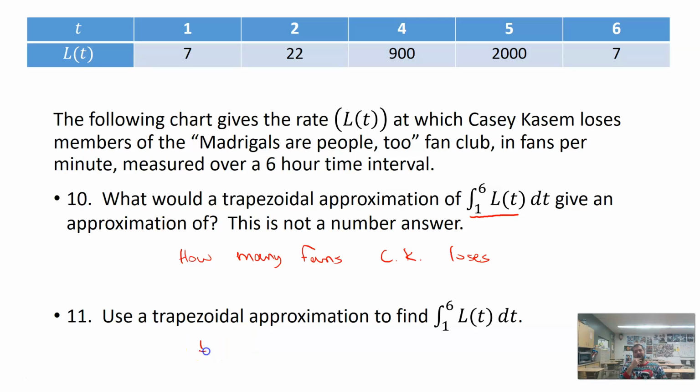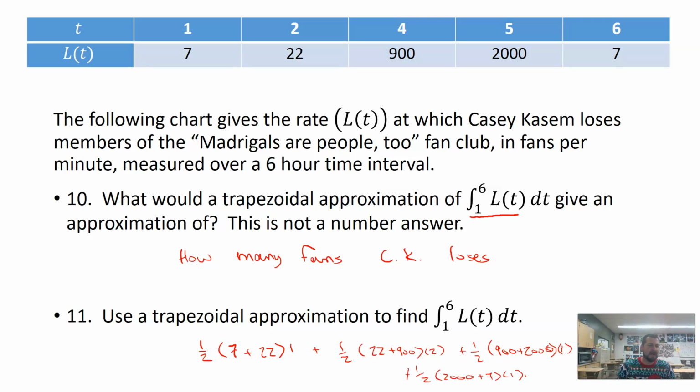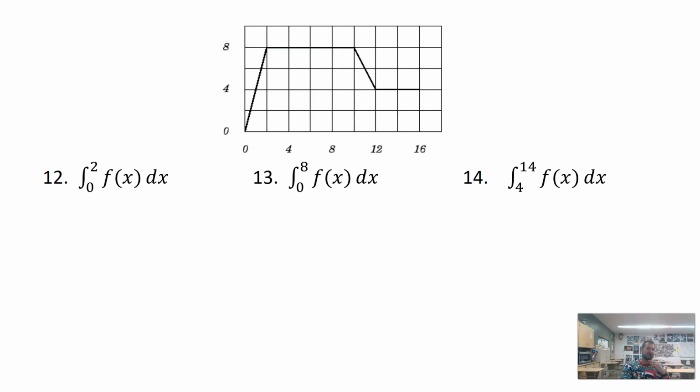The trapezoidal approximation itself, we just make our trapezoids on each different interval, and then we multiply by how wide the interval is. So 1/2 times 900 plus 2, plus 1/2 times 900 plus 2,000 times 1. And I got one more, 1/2 times 2,000 plus 7 times 1 as well. And whatever that adds up to, there's your trapezoidal approximation for number 11.